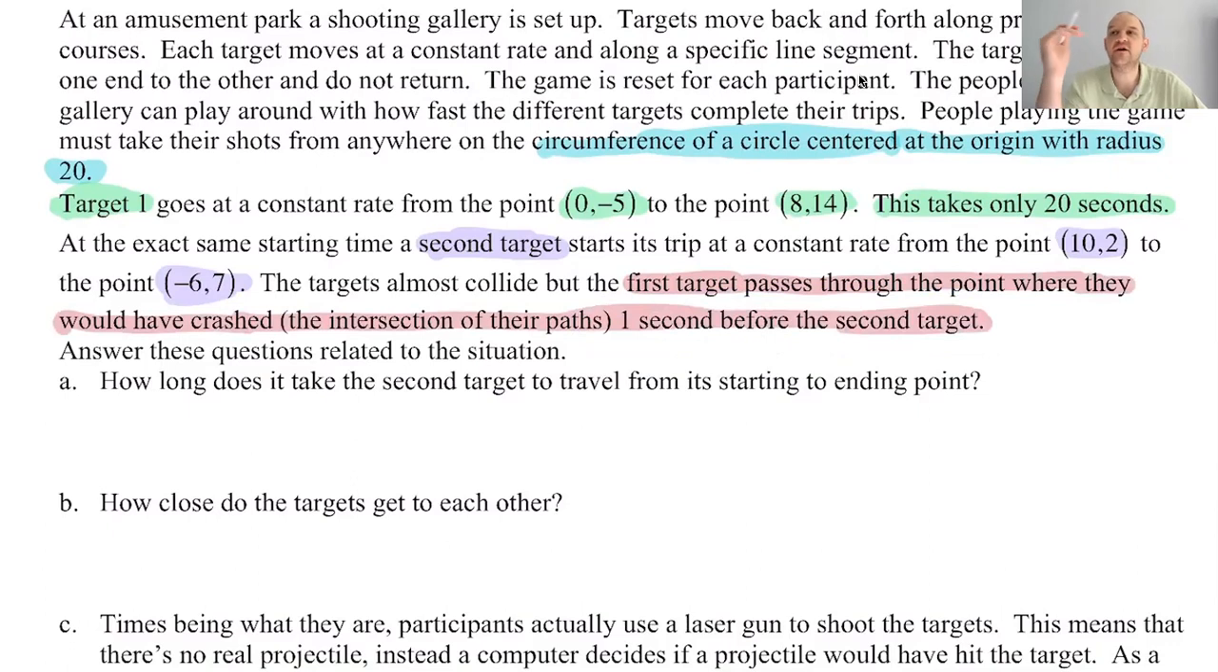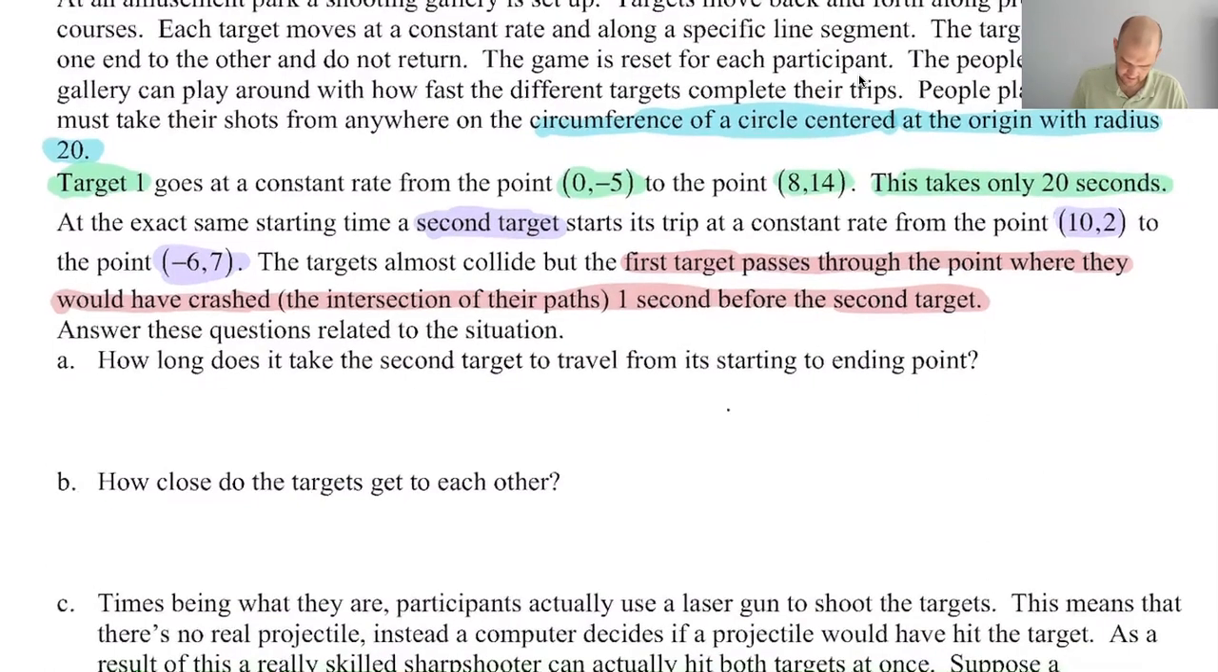So if target 1 gets there at 5 seconds, that is 1 second before target 2, so target 2 gets there at 6 seconds. If target 1 gets there at 10, then target 2 gets there at 11. So you kind of have to work that out. So I'm going to write: 10 to -6.7 at intersection 1 second after target 1.